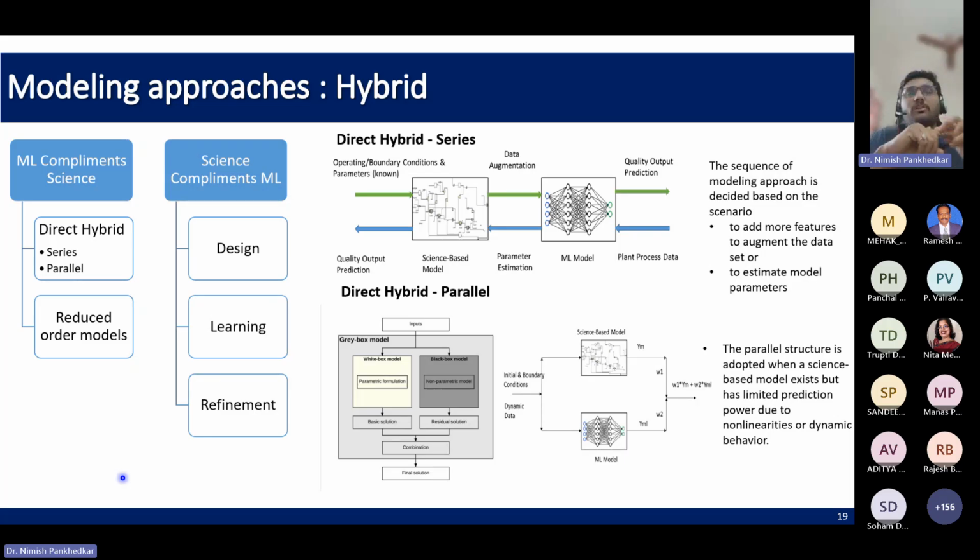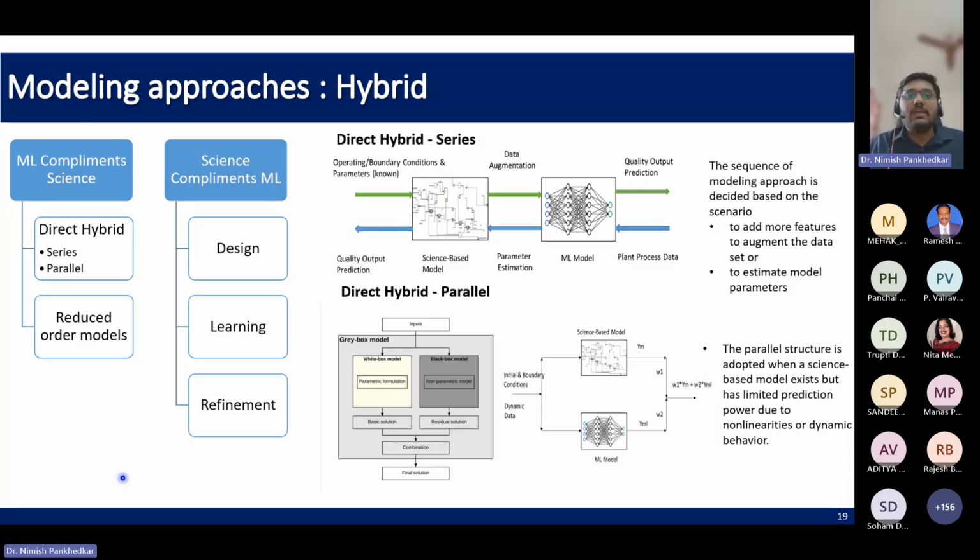So when I talk about the ML complements science, the models are mainly science based, and there is just a flavor or a lesser part of data that has come to that. Like I mentioned, let us say you want to predict the heat exchanger outlet temperature. You do a simple energy balance, and you find that whatever your theoretical value is, you are not able to match it up with your experimental or the actual plant data.